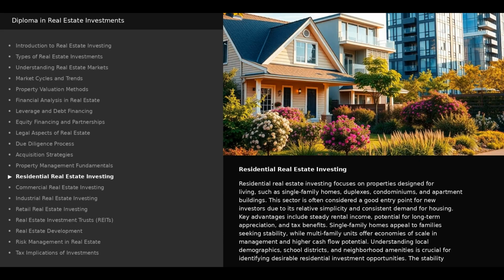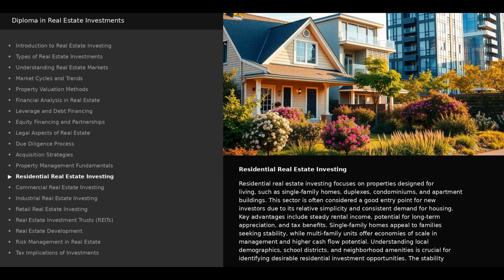Residential real estate investing. Residential real estate investing focuses on properties designed for living, such as single-family homes, duplexes, condominiums, and apartment buildings. This sector is often considered a good entry point for new investors due to its relative simplicity and consistent demand for housing. Key advantages include steady rental income, potential for long-term appreciation, and tax benefits.